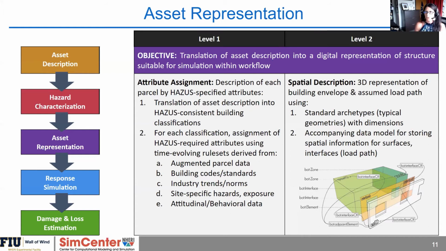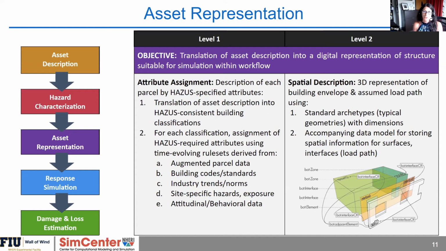So we take that parcel data and we develop a giant rules engine that looks at building codes and standards, industry trends, as well as even human behavior data, since we know mitigation is often a human decision, and year by year writes a rule based on the norms at that time. So every building is classified based on age of construction with the attributes that were most likely present at the time of its construction. And this lets us then have an inventory that is suited for analysis by HAZUS, again at the parcel level rather than the census block level.